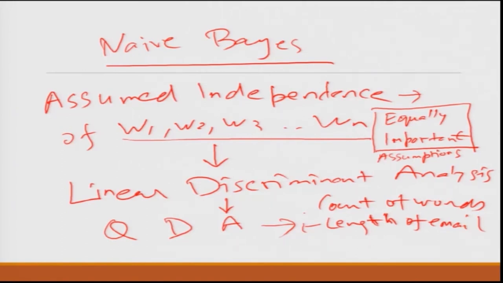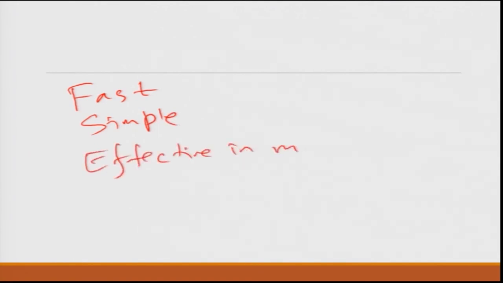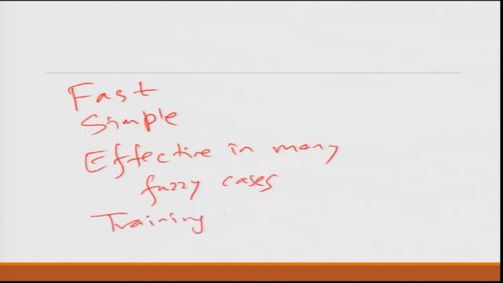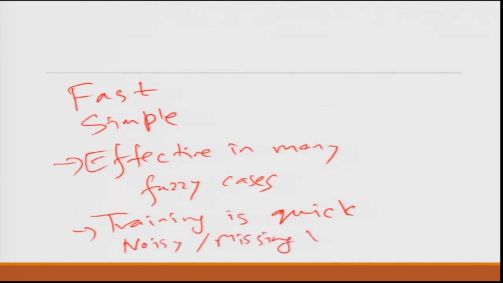But you need to be very clear that it is very fast, it is simple, and I would say also effective in many fuzzy cases. Fuzzy in the sense when the data is also not very clear or accurate, it turns out to be very accurate. Also, training is quick. You do one basic sampling of your emails and it can smartly train itself. Also, if the data is noisy or there are a lot of missing values, with Laplace estimation, it tends to work pretty well.